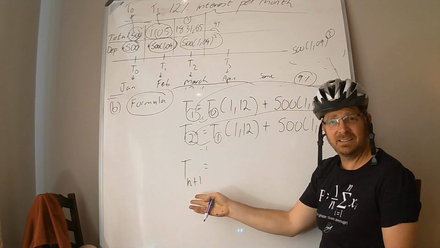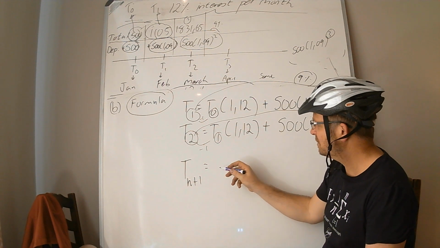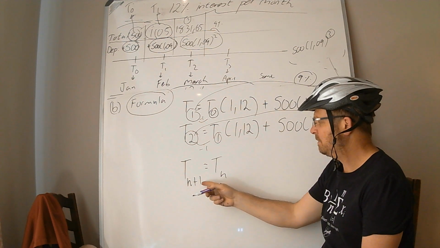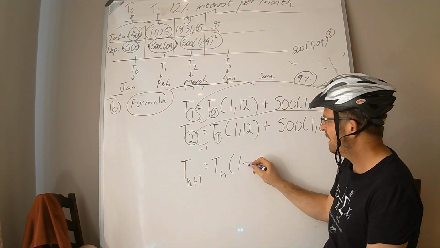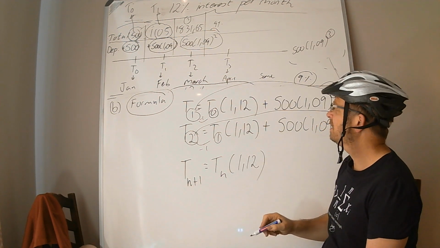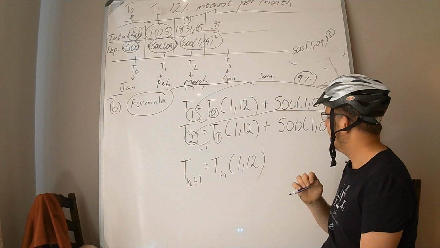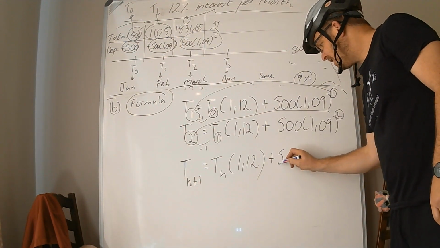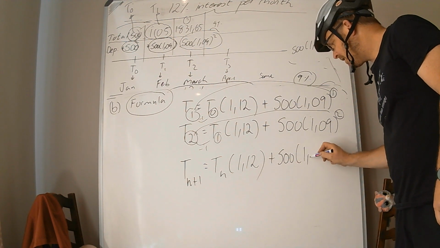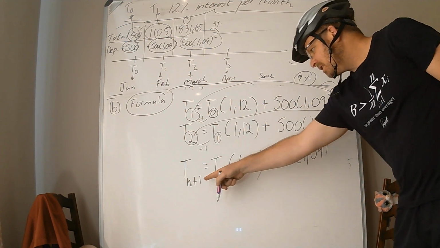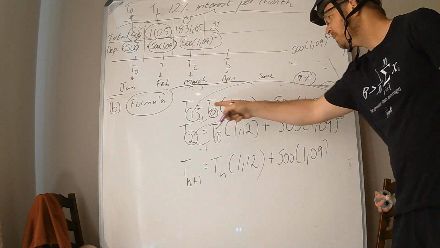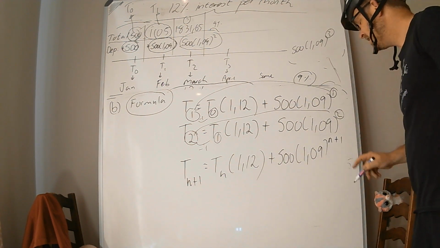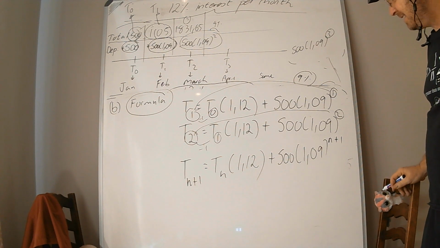So the general pattern is that the value of the term in position n plus 1 is going to be the term before, which is term n, times 1,12. And Nina, times what? Plus 500, good, times 1,09. Those two numbers are the same. 2 and 2, 1 and 1, n plus 1 and n plus 1. In your textbook they often put in a k, it doesn't really matter.